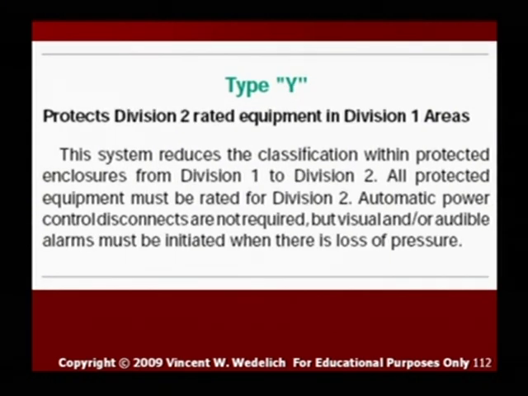A Type Y protects Div 2 rated equipment in a Div 1 location. If you look at some of these PLCs, you'll see that they're actually rated for Div 2 areas. That Div 2 PLC can actually be installed in a NEMA 4 box or a general purpose box and then put in a Div 1 area. And then by using a Type Y purge, it'll actually reduce the classification of the enclosure itself so that it can be installed in a Div 1 area.